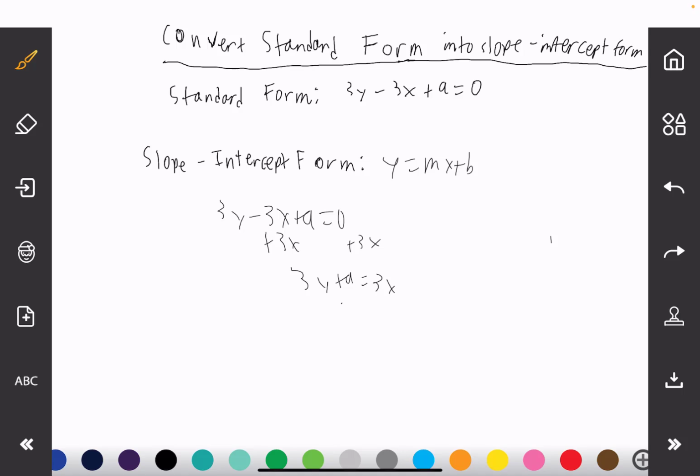And then we're going to subtract 9 from both sides. So now we have 3y equals 3x minus 9. And the second step is to get rid of the coefficient in front of the y. So in order to do that, we have to divide each side by 3. So the final answer is y equals x minus 3.